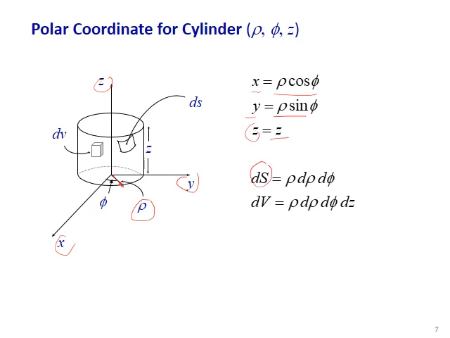And for area, the small change occurred in area because of a small change in the values of the angle and the magnitude. Then we will write it similar to the previous slide, rho d rho d phi. And if we talk about change in volume, then I multiply by dz. Very easy. This is how we find it.